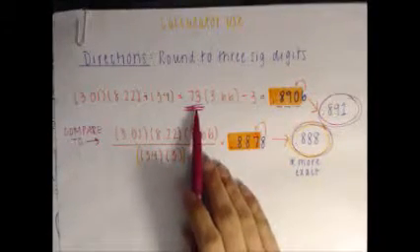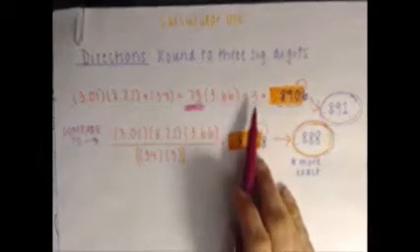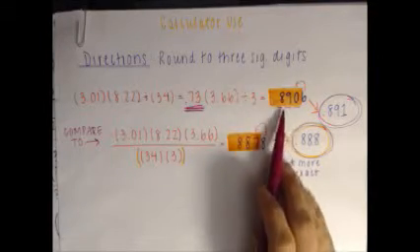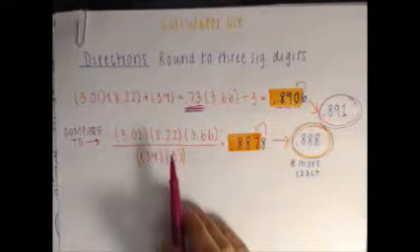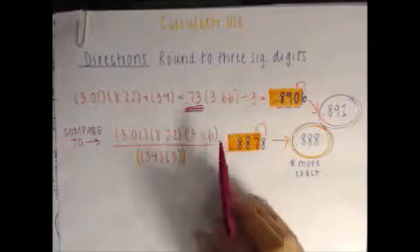Once we have rounded, we are going to multiply it by 3.66 and then divide it by 3. In doing so, we get the answer of 0.8906. The directions said to round to 3 significant digits.